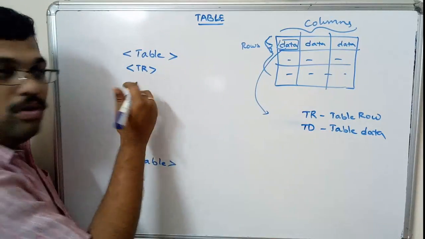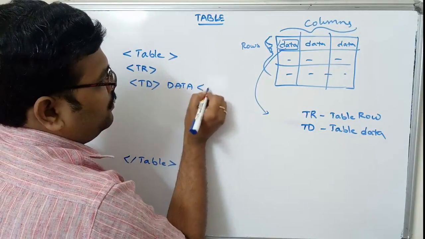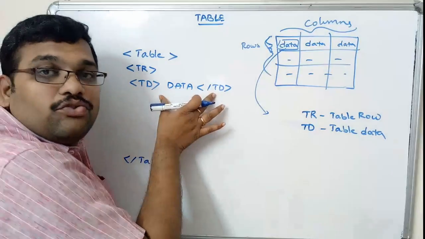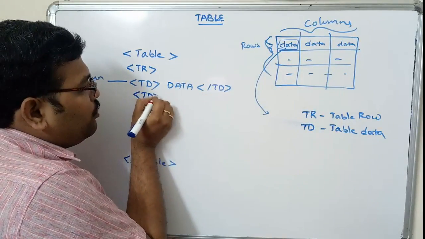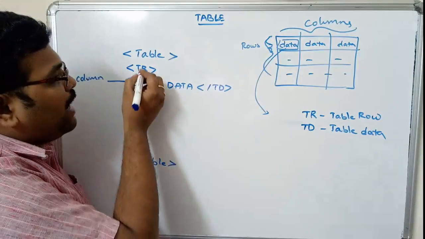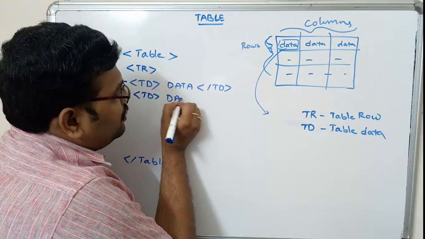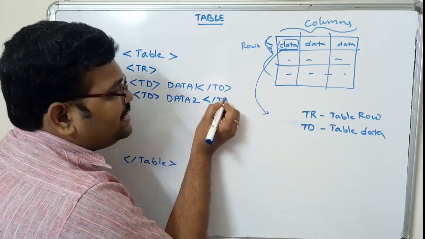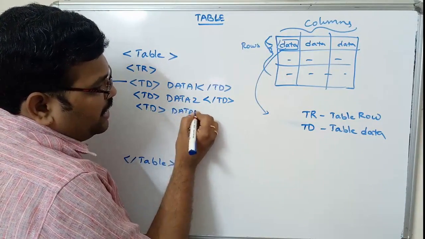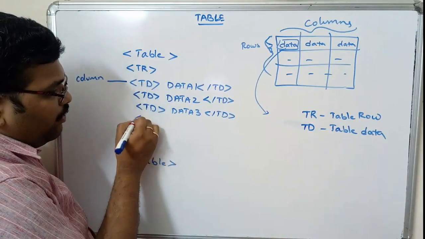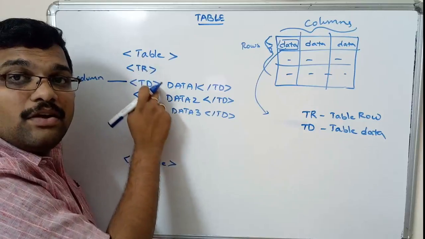Inside that row, again use the TD, some data. Close the TD, that means the first column. If you want to insert the second column, again use TD in the same TR tag. Unless you write the backslash TR, this row will not be exited. So this is data 1, data 2, backslash TD. This is the second column. Again, if you write the TD, there will be a third column, data 3, backslash TD. Now close the TR. This implies this row consists of three columns.